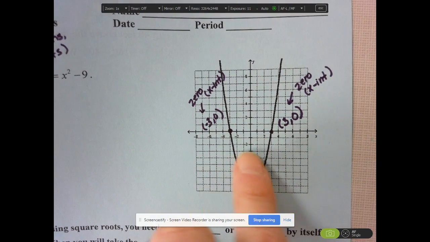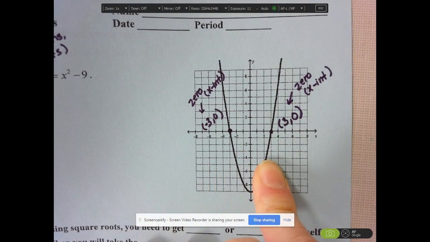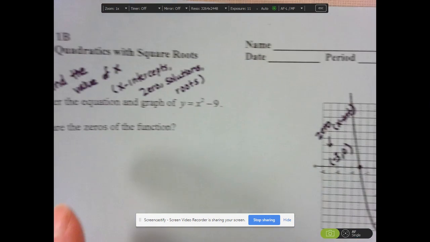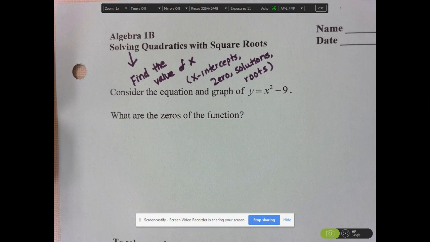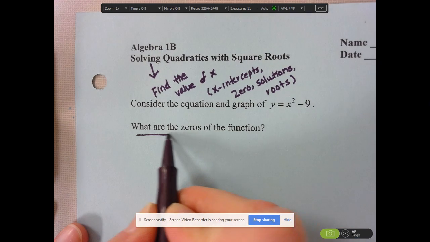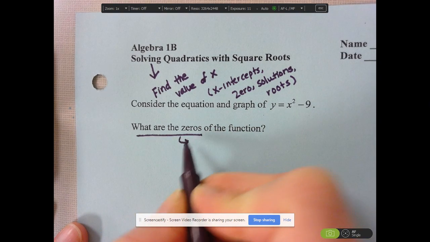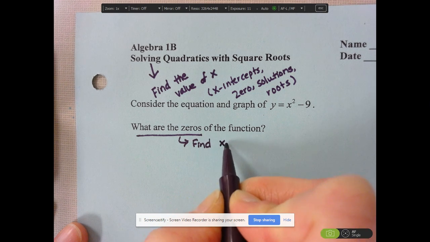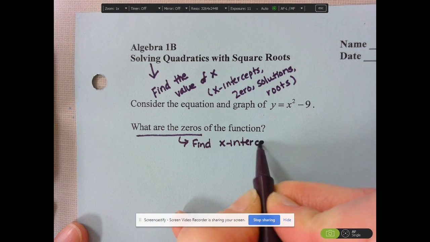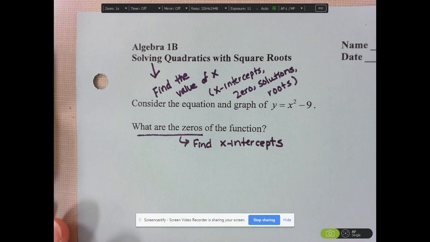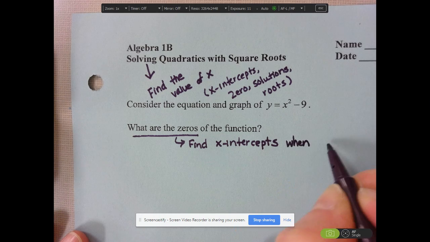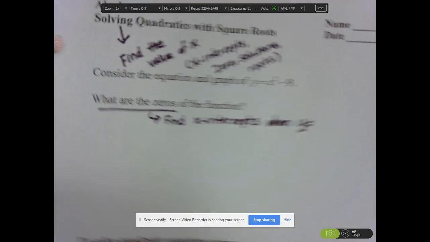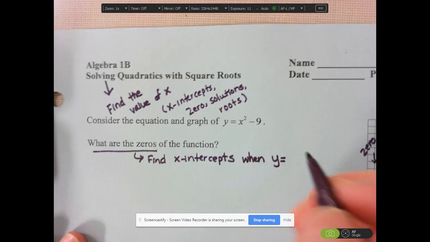So now we can visually see them. Easy to find on a graphing calculator. But again, we want to be able to calculate them and find them algebraically as well. So what you would have done before, when I asked the question, what are the zeros? That means you're finding the x-intercepts. And we know that the x-intercepts occur if and only if the y value of each ordered pair is what? 0. So that's important.